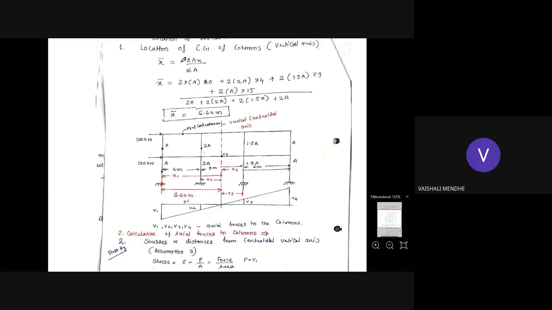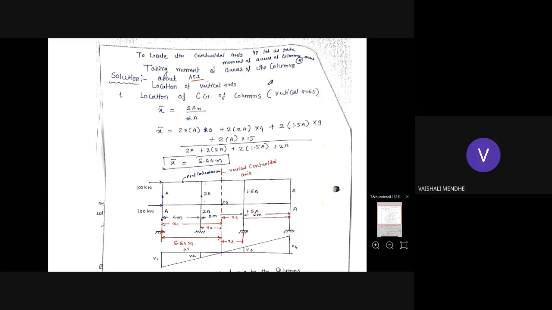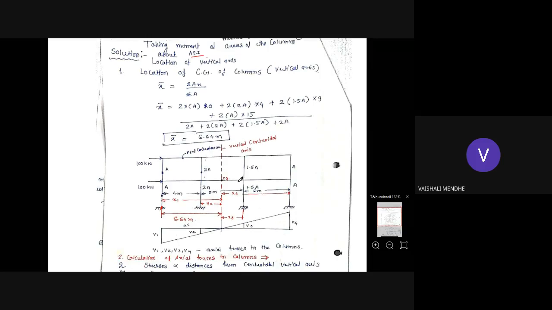सो व्हाट इज योर एक्स बार, समेशन ऑफ ए इंटू एक्स. ठीक है, तो पहले इसमें consider x1, x2, x3 and x4. ओके, तो पहले अपने को ये सेंट्रोइडल एक्सिस लोकेट करना है, एक्स बार फाइंड आउट करना है. तो एक्स बार फाइंड आउट करने के लिए you just use this relation: summation area into x. We'll take the moment of areas. Okay, for locating this centroidal axis, take the moment of areas of the columns about A.